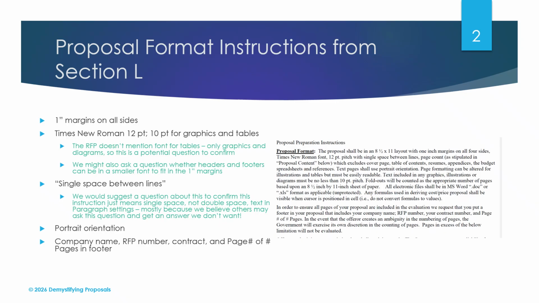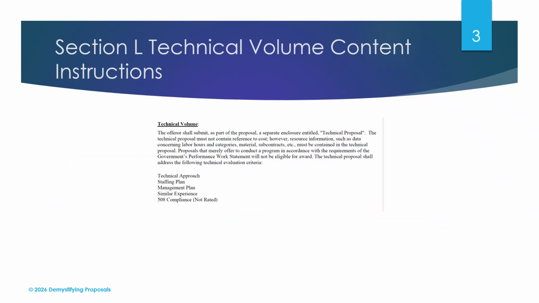Portrait orientation is required. Again, that's fairly standard for a federal government proposal. Company name, RFP number, contract, page number of numbers of pages is required in the footer. So as I said, that's a lot of information to fit into a 1-inch margin footer at 12 point Times New Roman. So these were the section L technical volume content instructions.